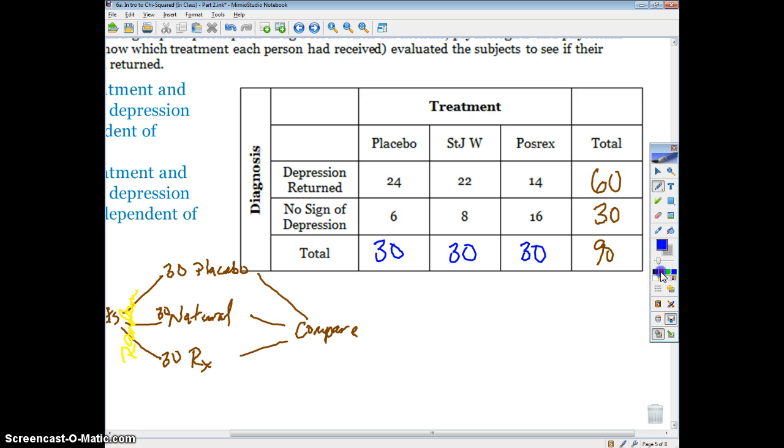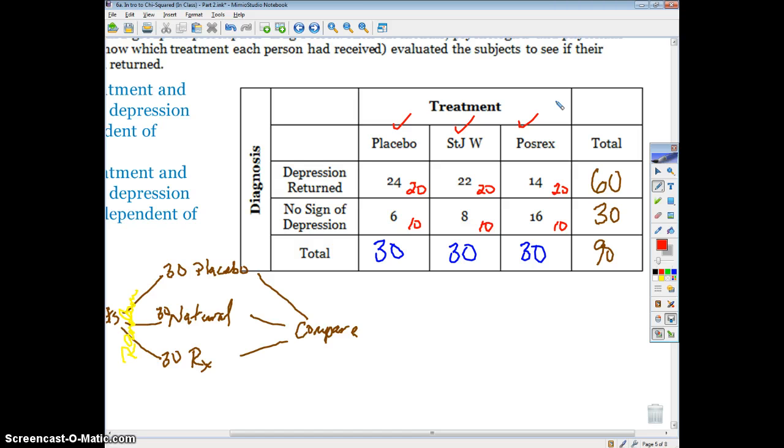Now, here's the part where we have to figure out what we expected. Since 2/3 of the people in this study had depression return, we would expect 2/3 of the placebo to have depression and the other 1/3 not. Same thing with St. John's wort. So 20 and 10. So again, we expect 20 of the subjects in each group to have the depression return and 10 not. Again, that's the whole idea of independent. We're expecting the same thing out of all of them, meaning the treatments had no effect. Okay? Well, that's the idea.